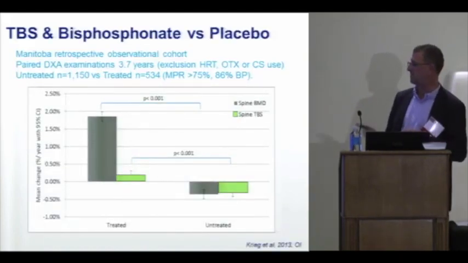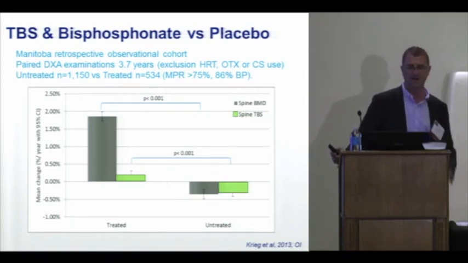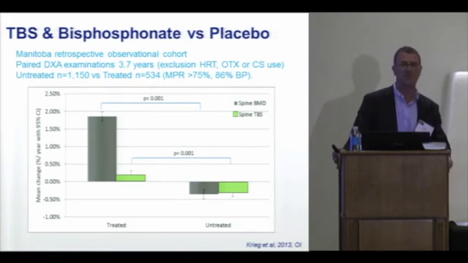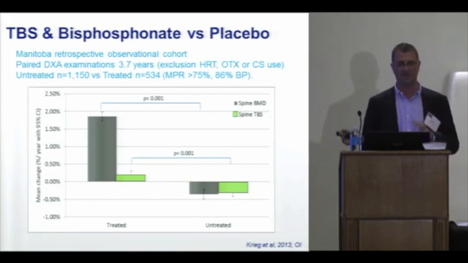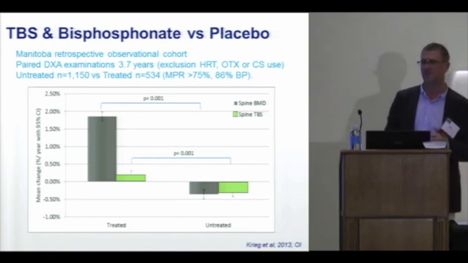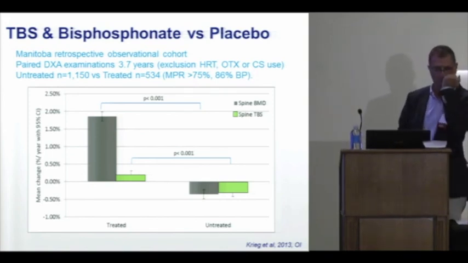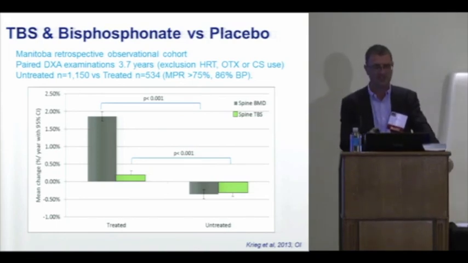So the first one we published was by Krieg, also on a subset of the Manitoba cohort, where we had about 3.7 years follow-up, mostly anti-resorptive drugs. 80% of it was alendronate. And that was 500 treated patients versus about 1,100 untreated, where those on HRT or similar were excluded, and so on.